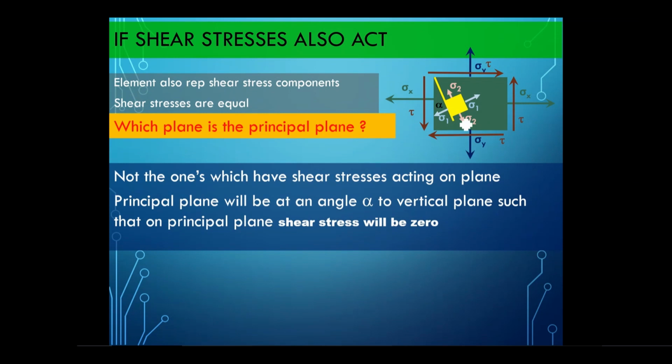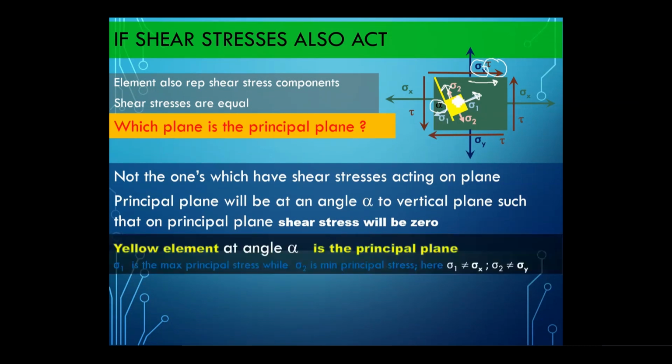Shear stress being zero means the resultant of these two becomes zero. The component of sigma y in this direction would cancel out the shear stress, so essentially you would only have the normal stresses acting on the surface. Clear? Yes, sir.